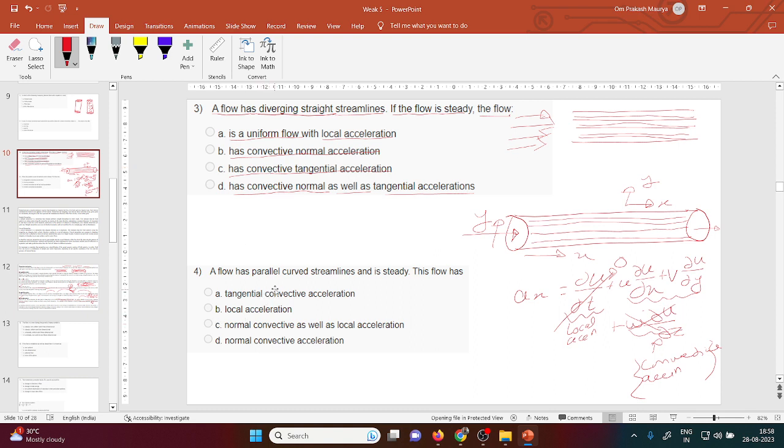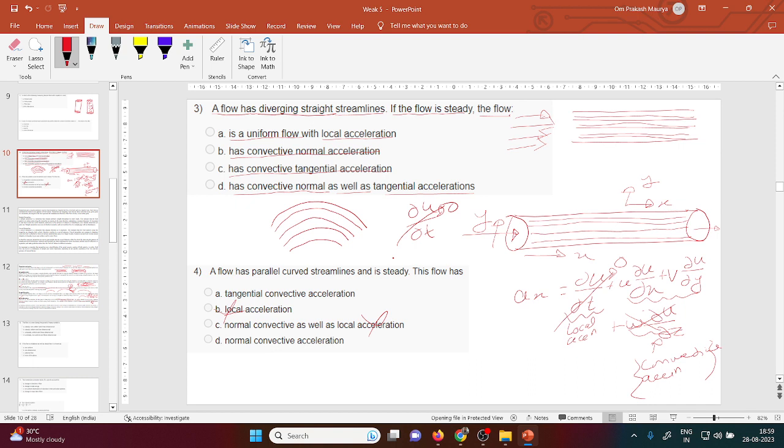A flow has a curved streamline. Parallel curved streamline means what? All the streamlines behave alike: if one streamline is this, then the others behave like that. This is the parallel. Then, a flow has a parallel curved streamline and is steady. If there is steady flow, then the time term, du by dt, is 0, because steady is given. So local acceleration is neglected.